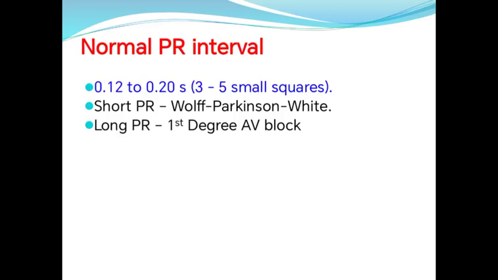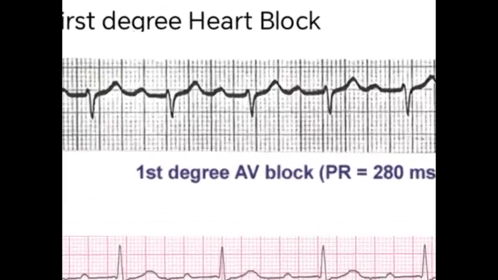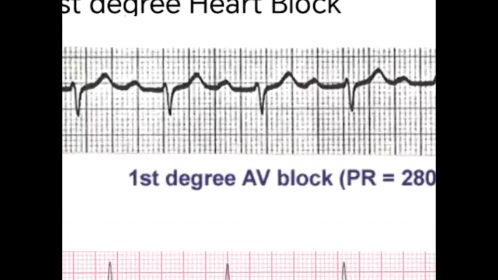And the long PR interval you see in first degree AV block. Here is an example of a prolonged PR interval, first degree AV block. Here the PR interval is equal to 0.28 second, or we can say 280 milliseconds. You see here.